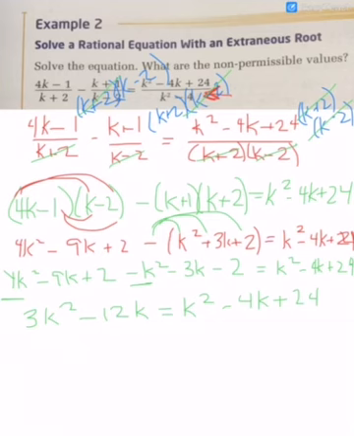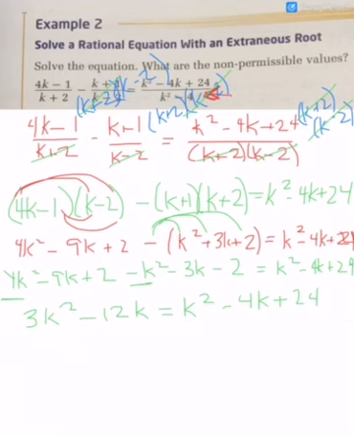Now I can see that these are all divisible by 2, so I'm going to divide out that 2 because then it's going to be easier for us to factor. Because now I have k squared minus 4k minus 12, which factors into k minus 6 and k plus 2. So your two answers end up being k equals 6 or k equals negative 2.